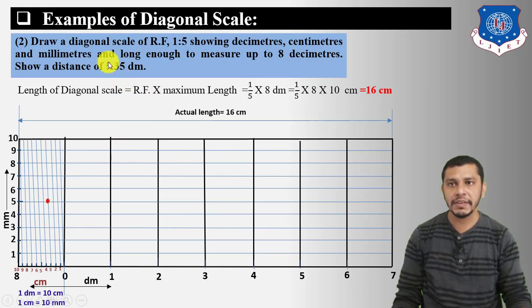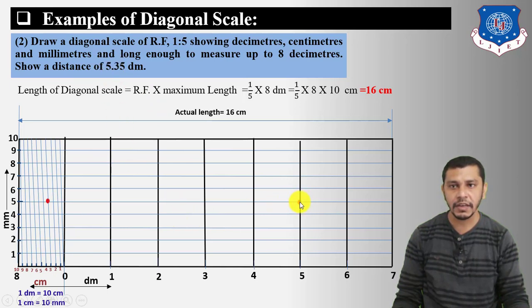Now from the main scale we have to take 5 decimeters. So mark the point on the 5 decimeter over here and measure this length. This length will be 5.35 decimeter or 5 decimeter, 3 centimeter and 5 mm.